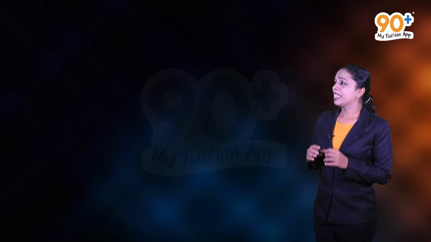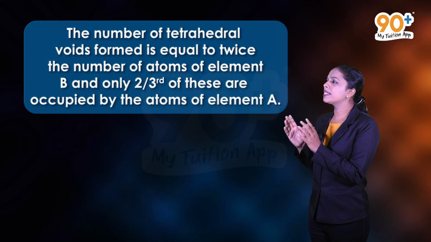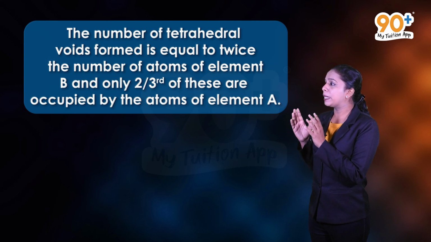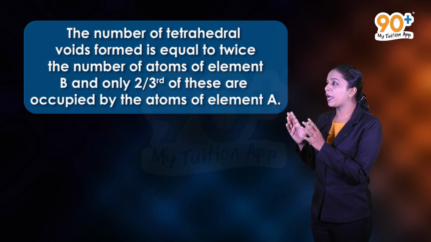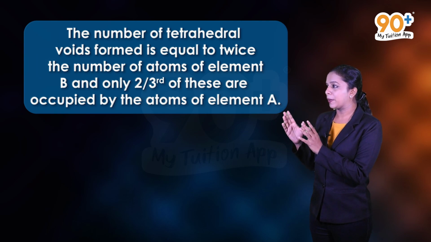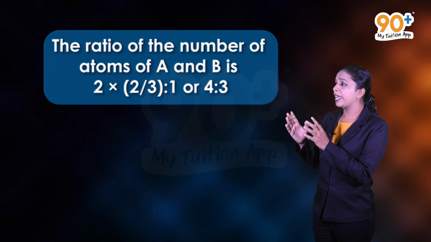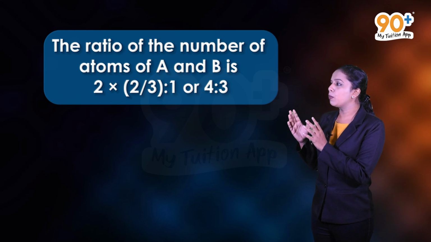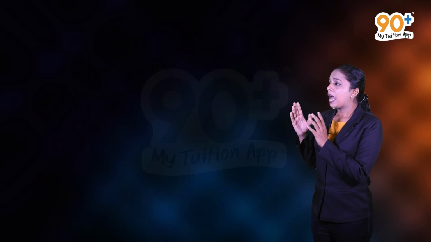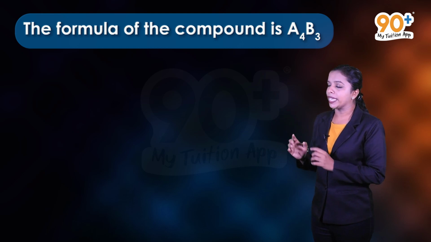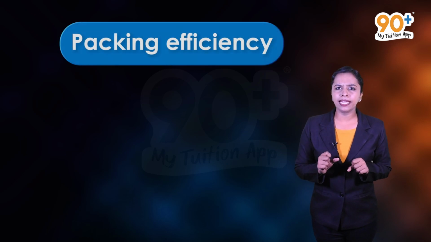Well, let's see. The number of tetrahedral voids formed is equal to twice the number of atoms of element B, and only 2/3 of these are occupied by the atoms of element A. Hence, the ratio of number of atoms of A and B is 2 into 2/3 is to 1, or 4 is to 3. And the formula of the compound is A4B3.